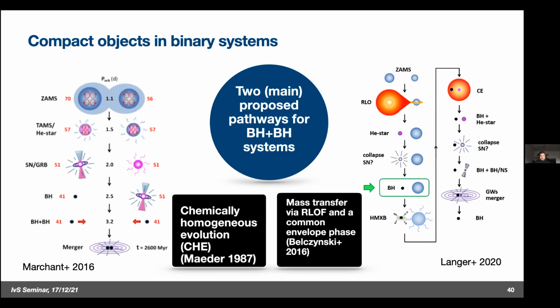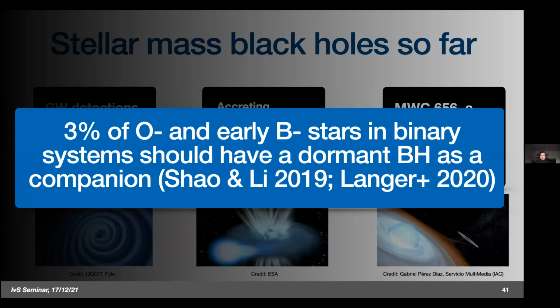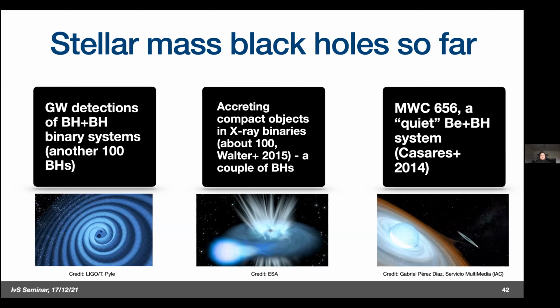A good question now to ask is how many do we expect to find? How many stellar mass black holes do we expect to find in these binary systems? Recent theoretical computations predict that about 3% of massive O or early B stars should have a dormant black hole as a companion. So where are they? Have we observed any yet? As I said, gravitational wave detections of black hole plus black hole systems exist, which has led to the discovery of about 100 stellar mass black holes, and this number is increasing as gravitational wave astronomy continues to grow and grow.